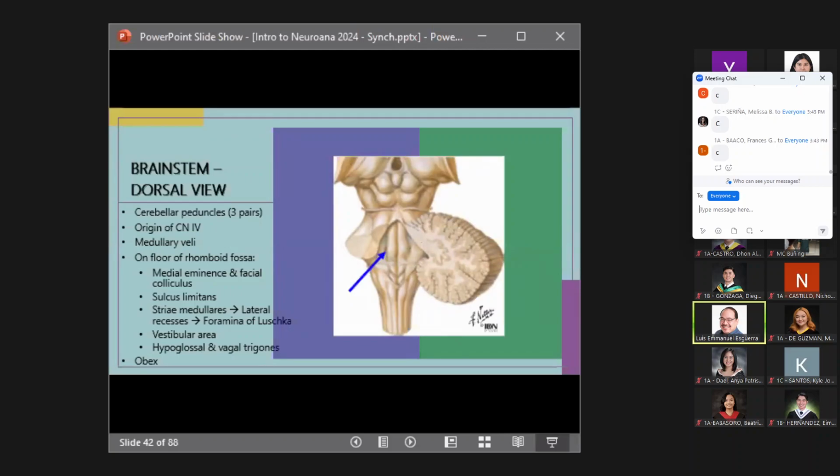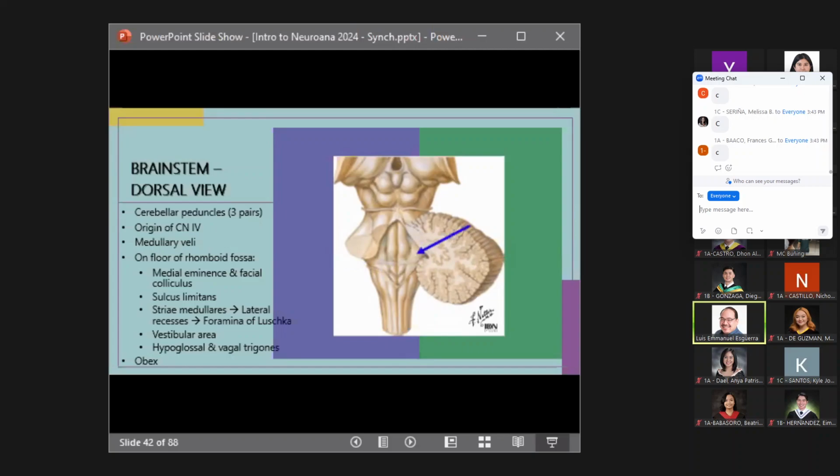Its importance in the development of the cranial nerves will be discussed later, and also in the lecture on the development of the central nervous system. There is also a structure called the striae medullaris. They divide the rhomboid fossa into cranial and caudal parts. They go laterally towards the lateral recesses, where you have the foramina of Luschka, where cerebrospinal fluid exits the fourth ventricle to go to the subarachnoid space.